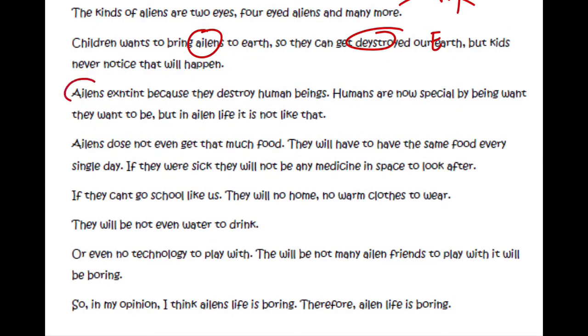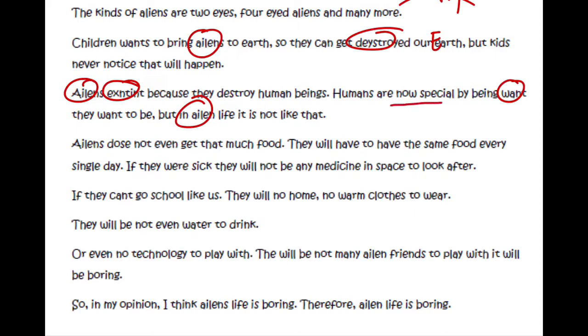Next part, "aliens extinct." There's an error here. Spelling errors. "Because they destroy human beings." This sentence does not make sense. "Humans are now special by being what they want to be, but in alien life, it is not like that." Again, these two sentences don't make sense.